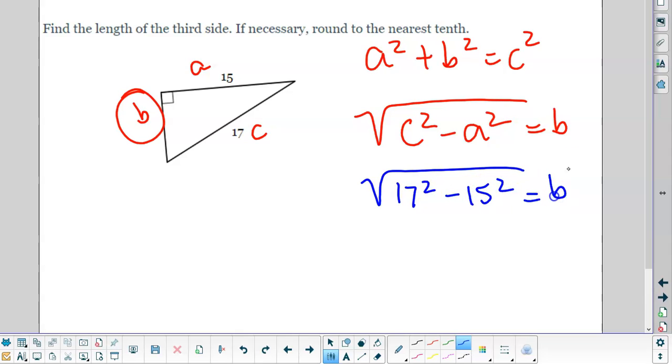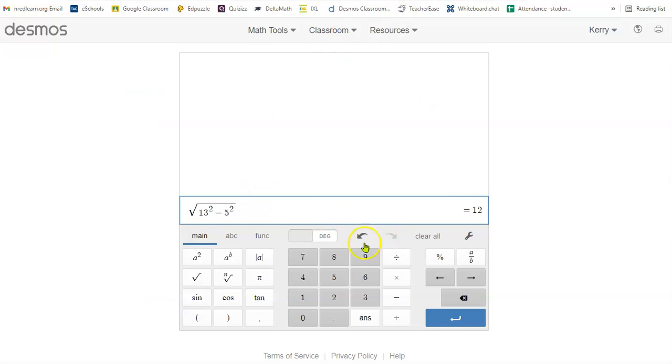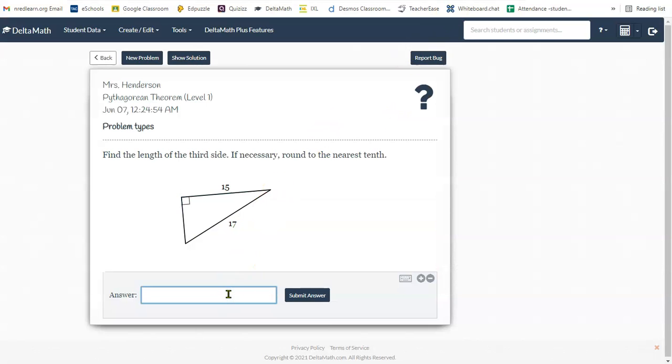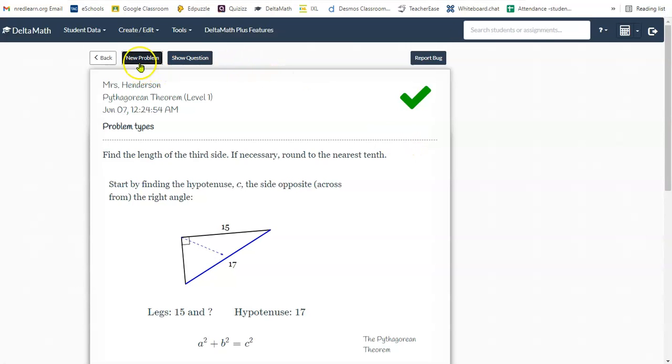and put this entire expression into your scientific calculator. So 17 squared minus 15 squared. When I use my calculator, I square root 17 squared minus 15 squared, and I'll get my answer. For us, it's a nice round 8. So I type that in here and click submit. Now sometimes you have to round your answer.